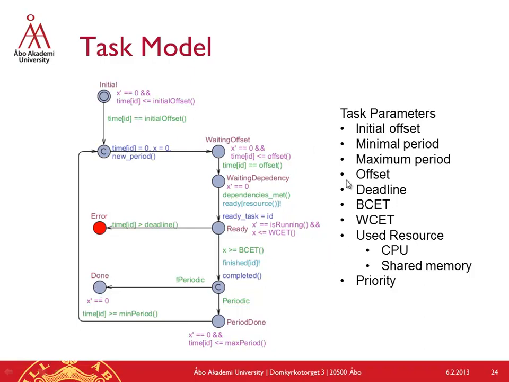For all of these tasks, we define several parameters, like initial offset, minimal period and maximum period. You can see it's already more flexible than the usual classic theory, because it allows you to specify not a specific value but a range for the task period. Of course, an offset inside of this period, a deadline, best case execution time and worst case execution time, also not a classic approach, and the used resource. It might be a CPU, for example, if it's multi-core, if you want to enable your tasks to compete for CPUs, or maybe shared memory. It depends. And the priority, if you have a preemptive schedule, of course.